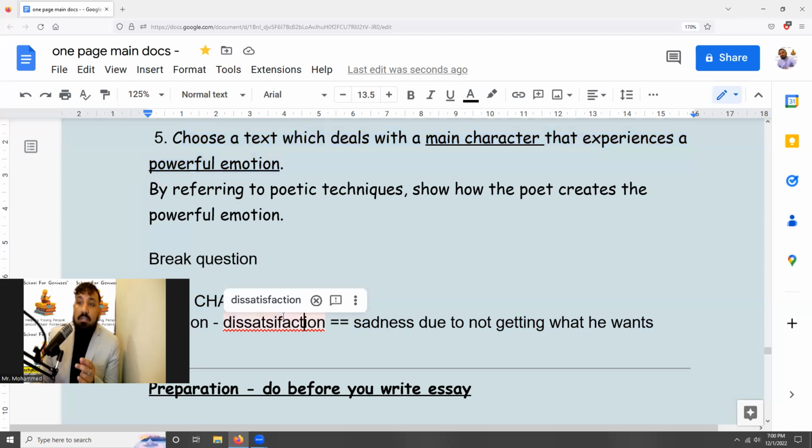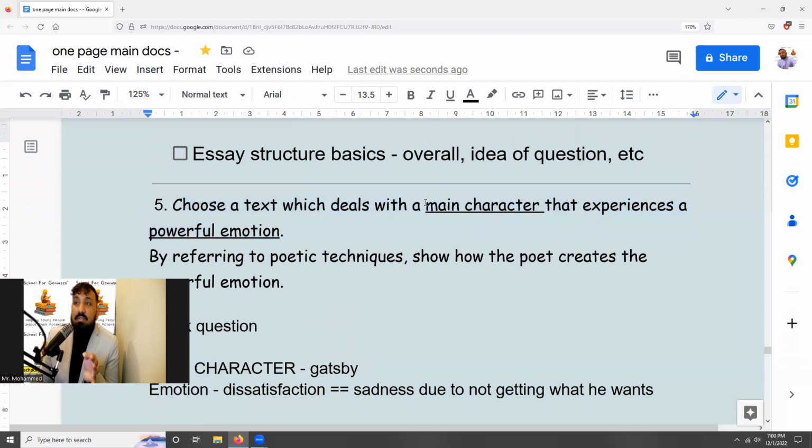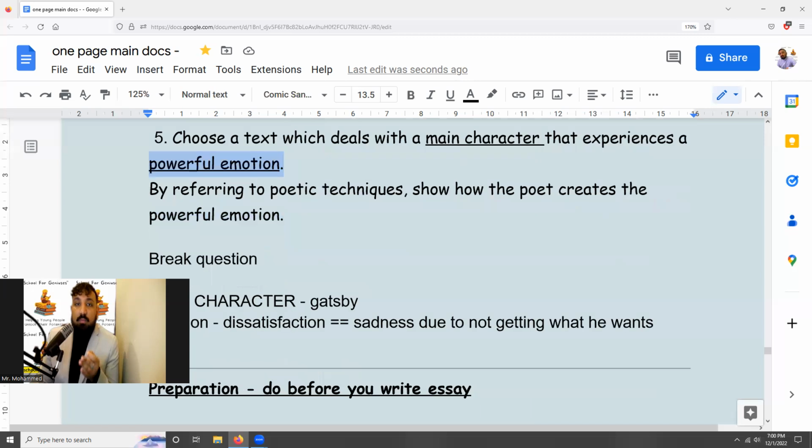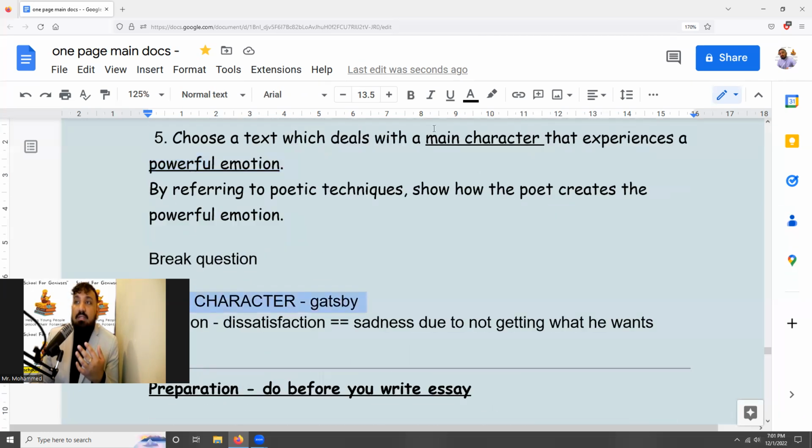You want to make the focus of your essay very clear. And all that means, again, is just looking at the question, look at what you've underlined, and then putting the answer in terms of what that means for you in terms of the text. Just basically saying what that is going to be. So before you write your essay, you put the focus. Who is the main character you're going to write about? It's Gatsby. What is the powerful emotion you're going to write about? It's sadness. Just like that.